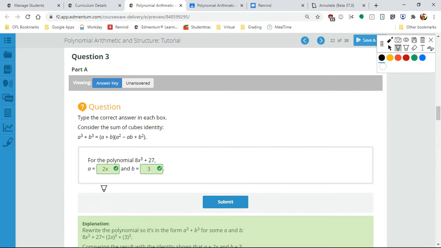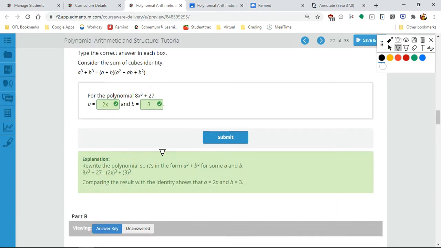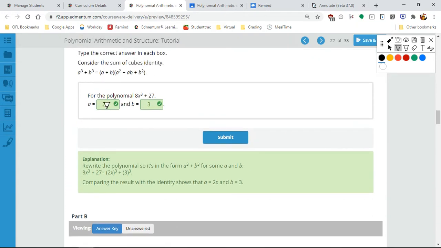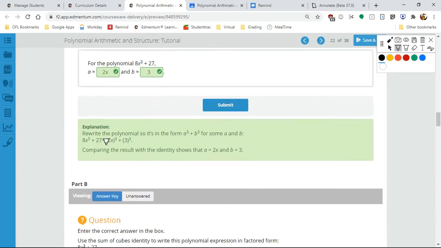I really wish we were doing this in class because there is more I can explain on this. But again, leave comments on the videos. So that's how we get this 2x and this 3x. So now they want us to break this down.